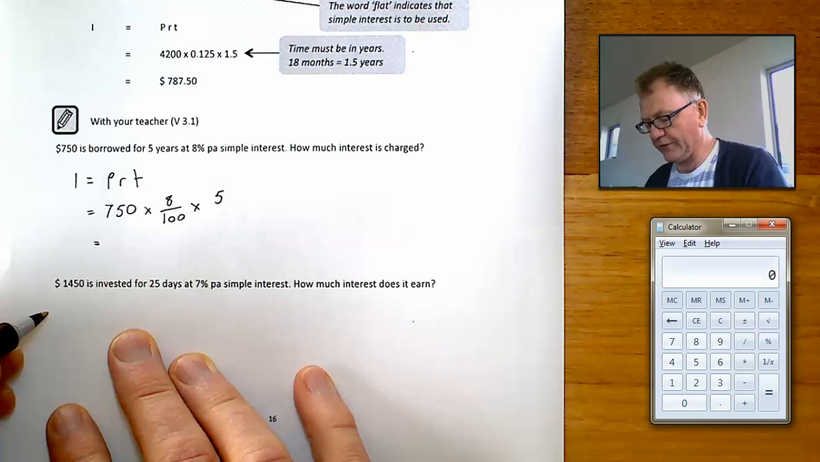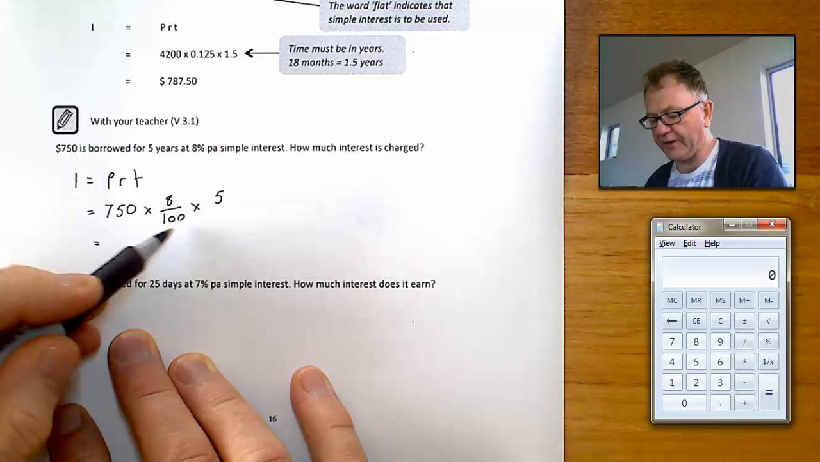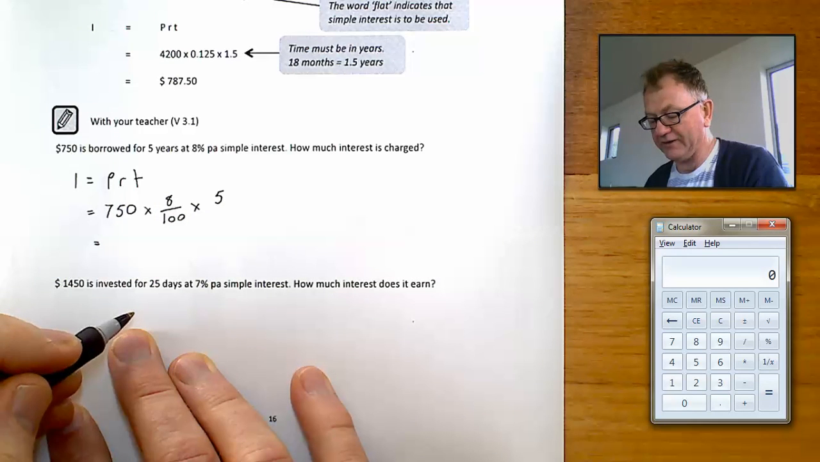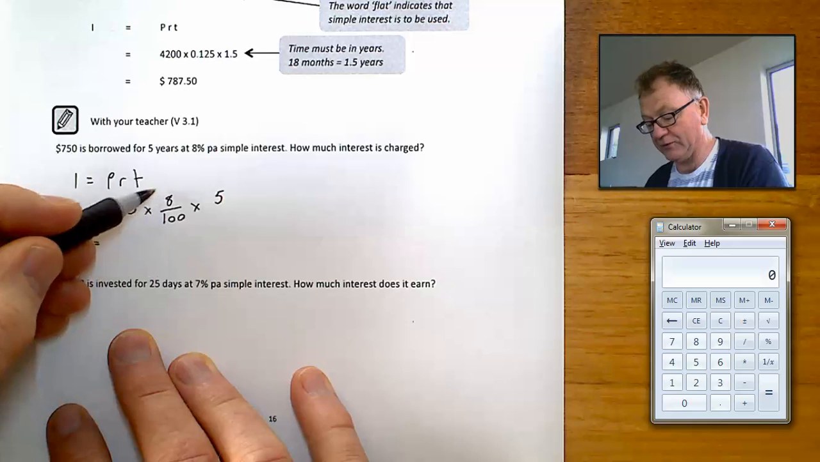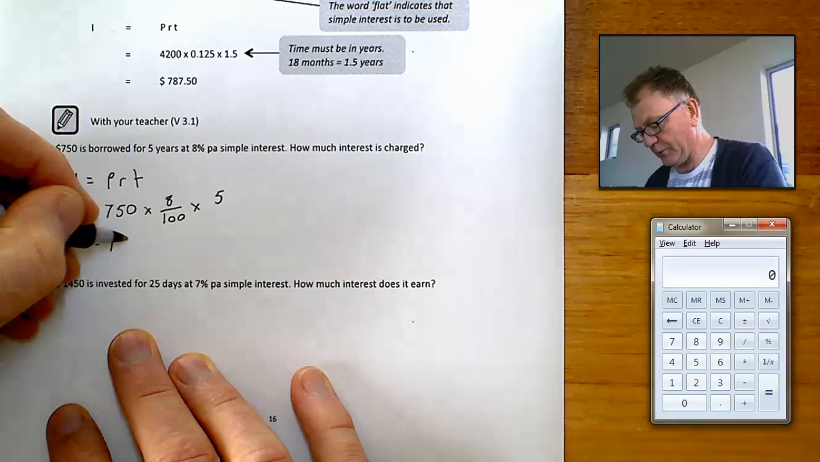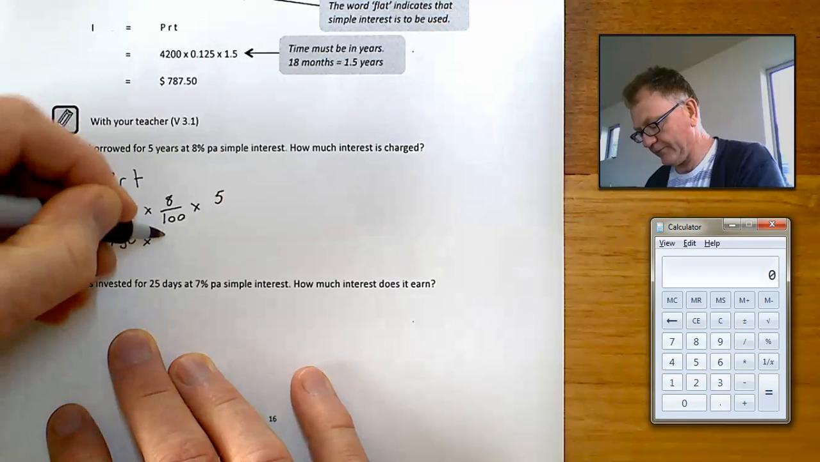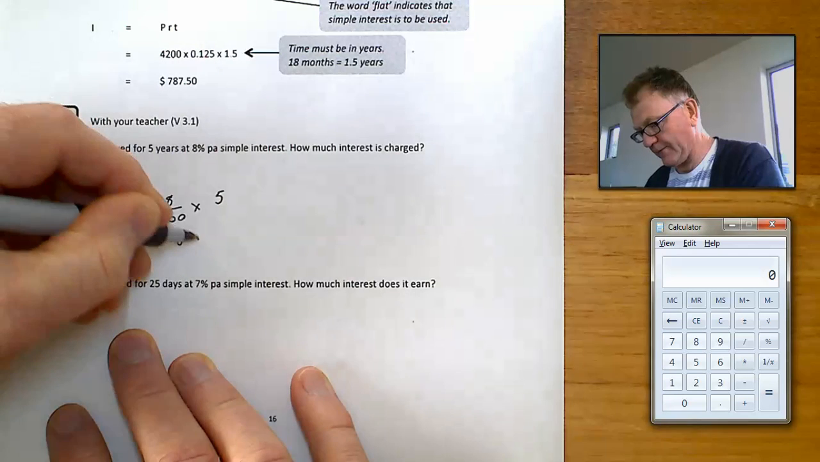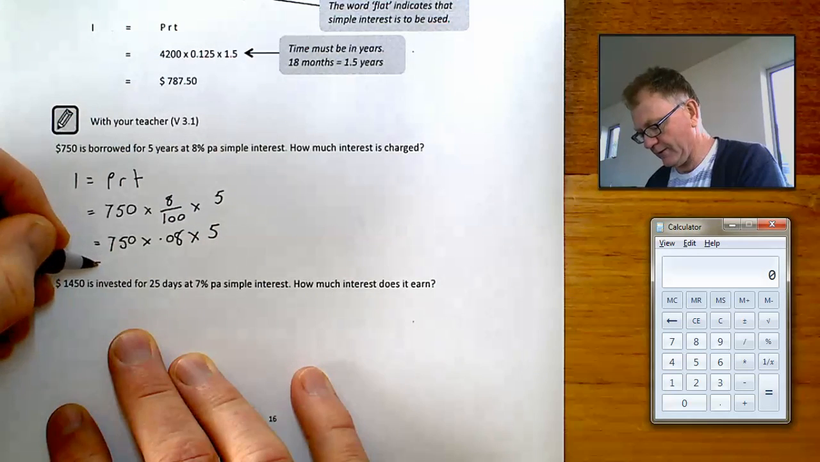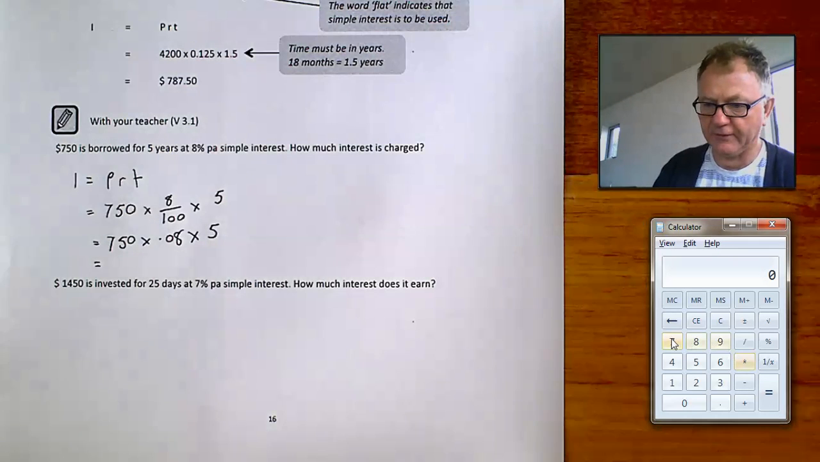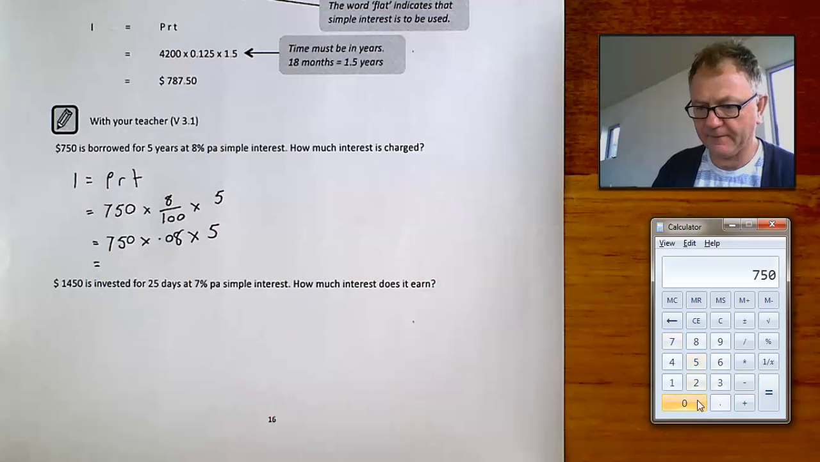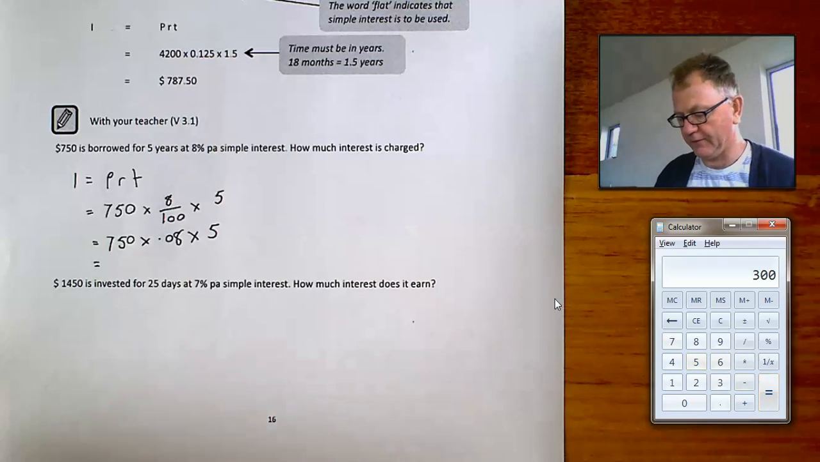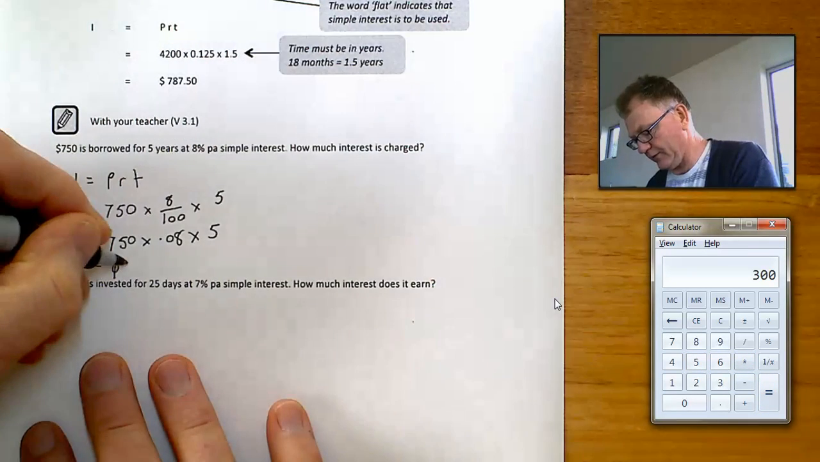You can work this on the calculator. Before you do that, you might change that 8 over 100, 8 divided by 100, move the decimal place 2 positions, is equal to 0.08. You can do the calculations. 750 times 0.08 times 5, $300 is the simple interest.